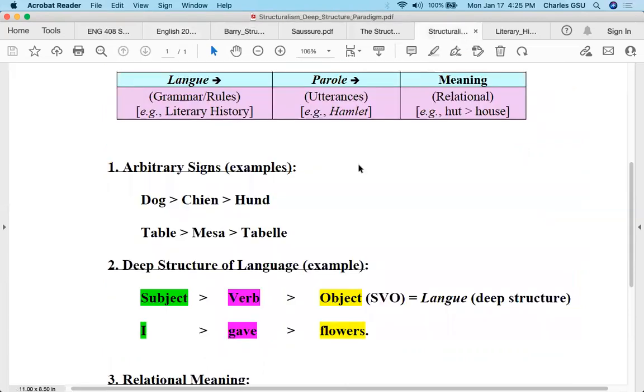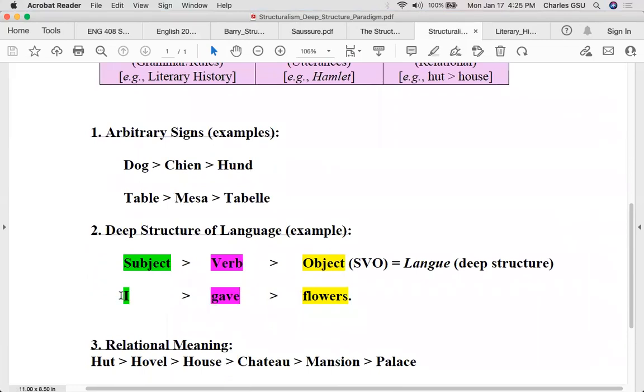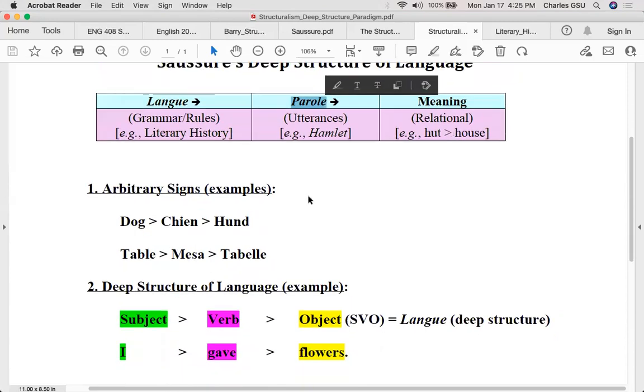So if I go back to this page here, this sentence here, I gave flowers, right? Each one of these is synchronic, okay? Because each one of these words exists in its own, what we call a syntactical slot, or paradigmatic slot, to use Saussure's word. A paradigm, of course, being a model. In other words, you could change each one of these words out. You could say, she stole money, right? So it's still the larger structure of subject, verb, object in language, or what Saussure calls langue, the deep structure of language. But the individual utterance, or as he calls it, the parole, can be changed out.